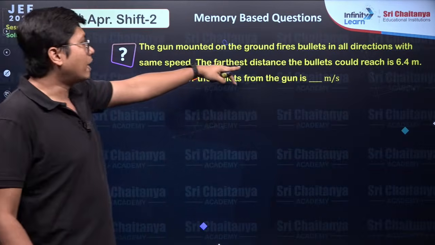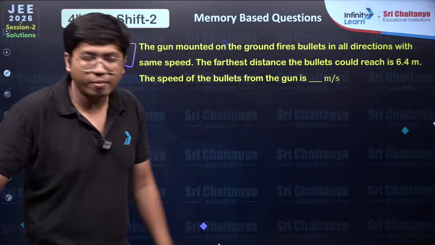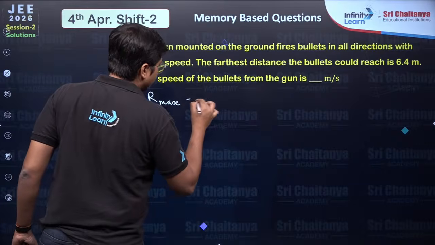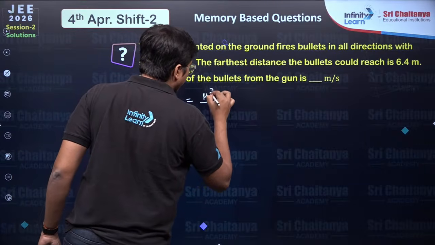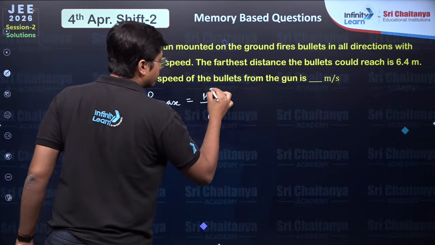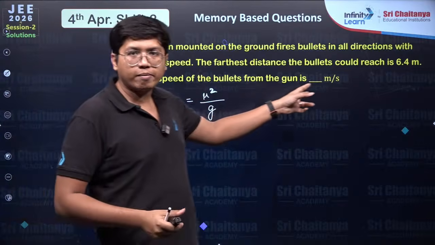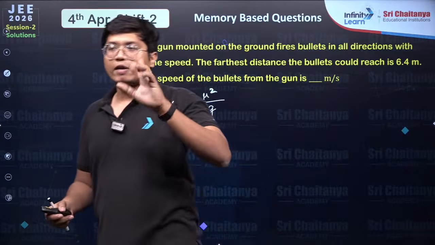I know this is the farther distance, meaning the maximum range for the projectile motion. The maximum range is just U square divided by G. Because it's technically U square sine 2 theta by G. Sine 2 theta's maximum value can be 1.